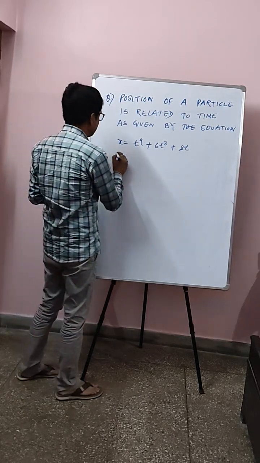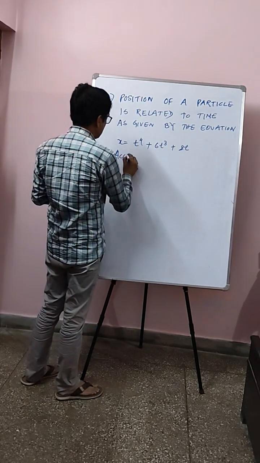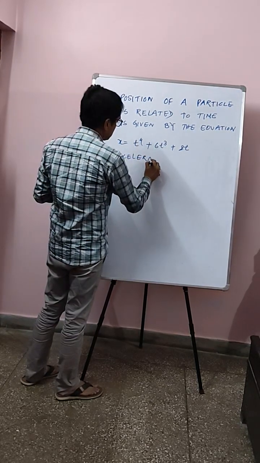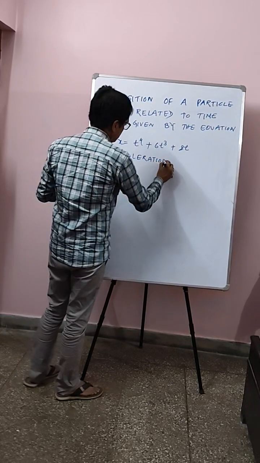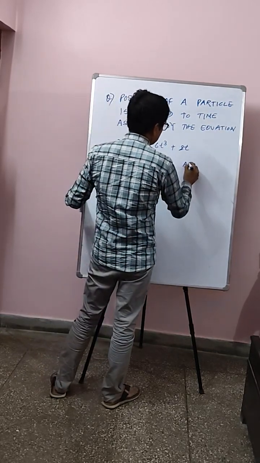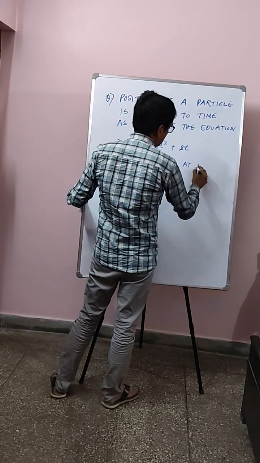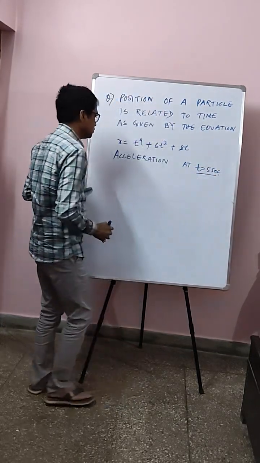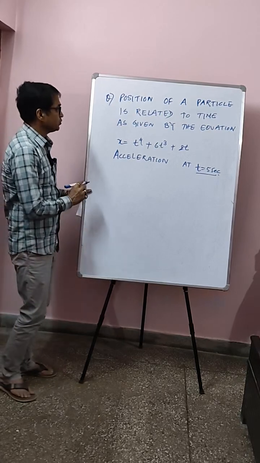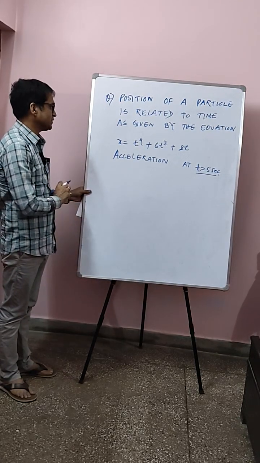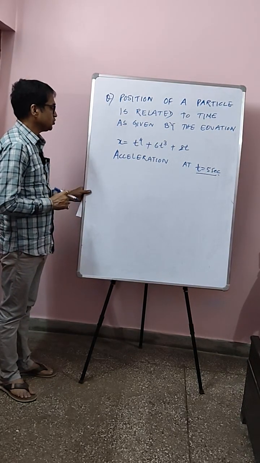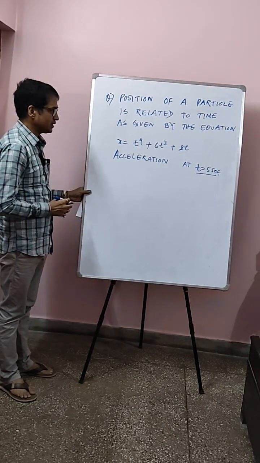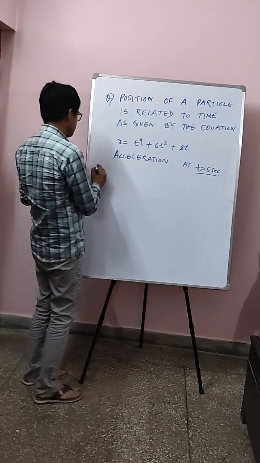So we have to find acceleration at t equals 5 seconds. So this is the question. Position of a particle is related to time as given by the equation x equals t to the power 4 plus 6t cube plus twice t. We have to find acceleration at t equals 5 seconds. So, answer.